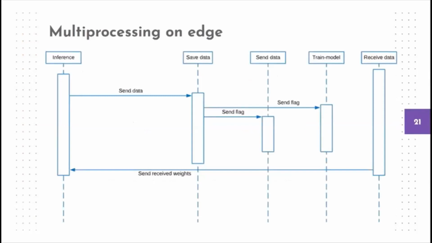On the edge, we have 5 main processes. The inference process sends data, which in our case is all the frames coming from the feed. The save data process saves the frames and sends 2 flags. The first flag is sent to the send data process to be sent to the gateway. The other flag is sent to the train model process to start training on the frames. Finally, the receive data process sends back the received weights.